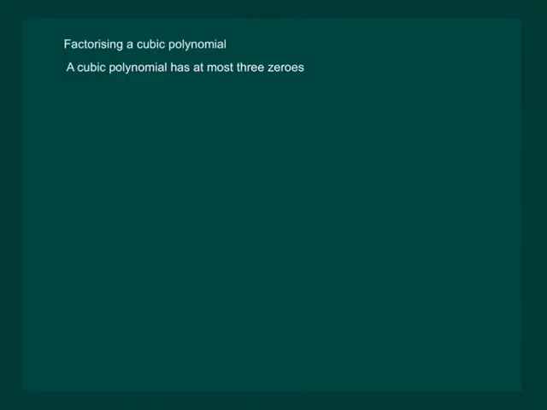Let us recall the factorization of cubic polynomial. We know that a cubic polynomial has at most 3 zeros. We start with a cubic polynomial. We try to find one of the zeros of this polynomial by hit and trial method. Most of the time, one of the factors of the constant term or constant term multiplied by the coefficient of x cube gives us the first zero.